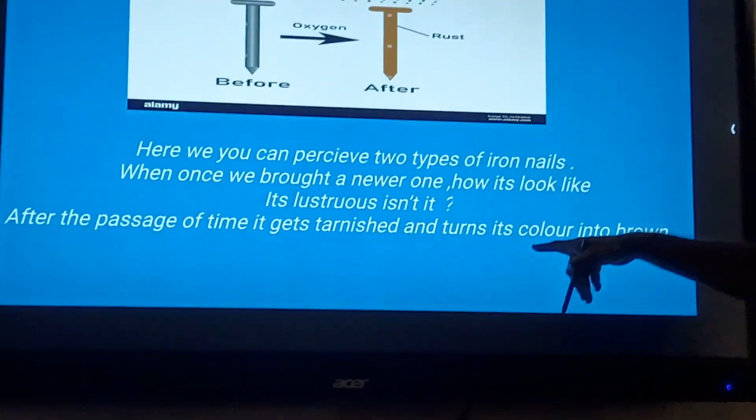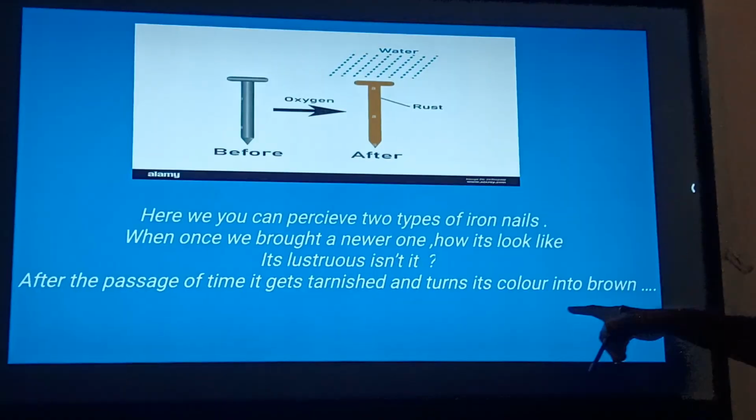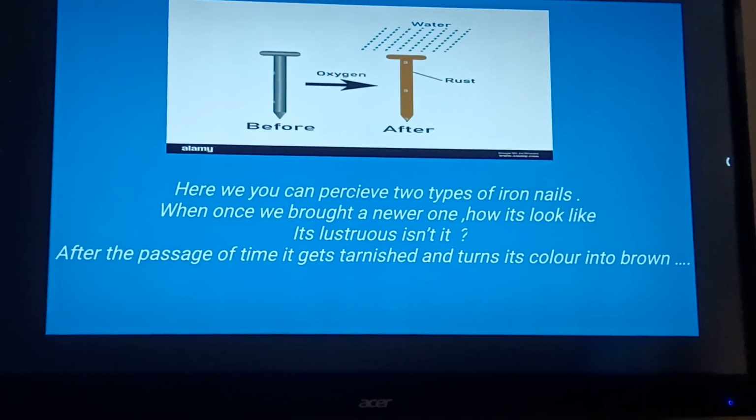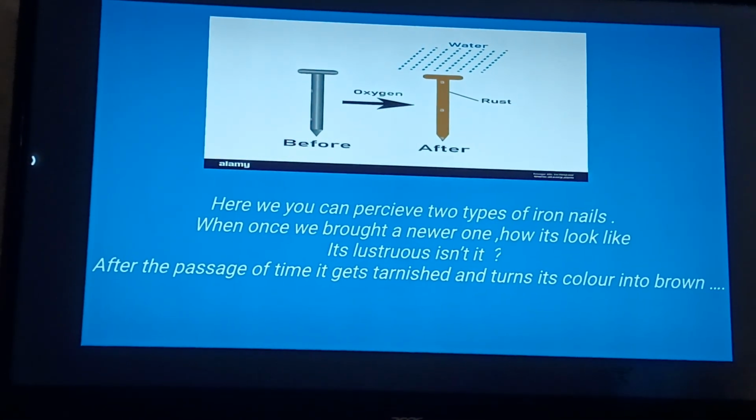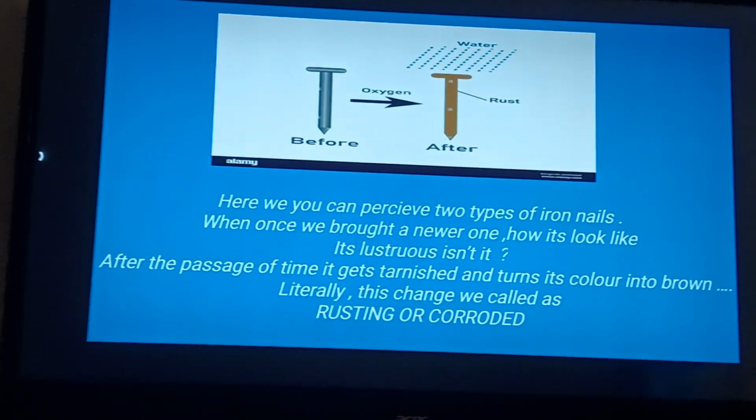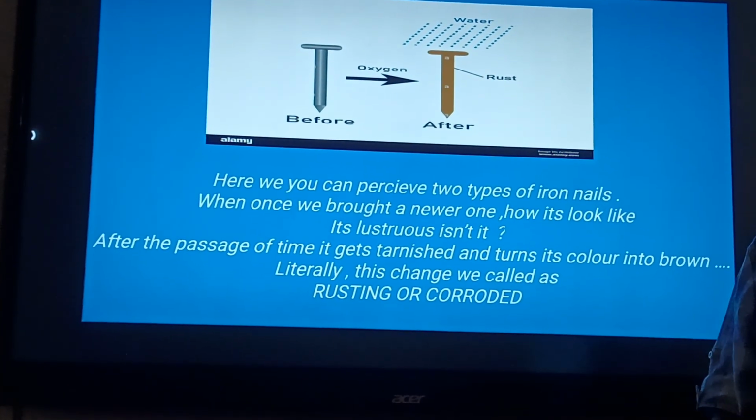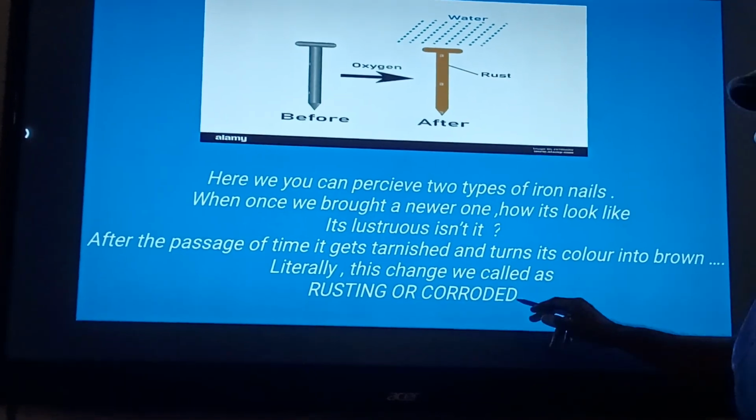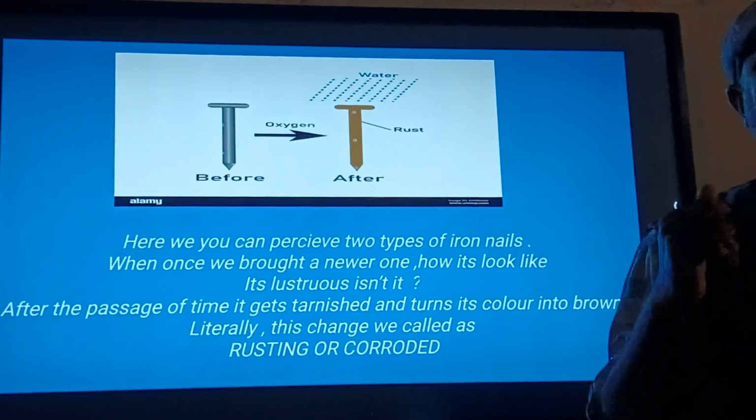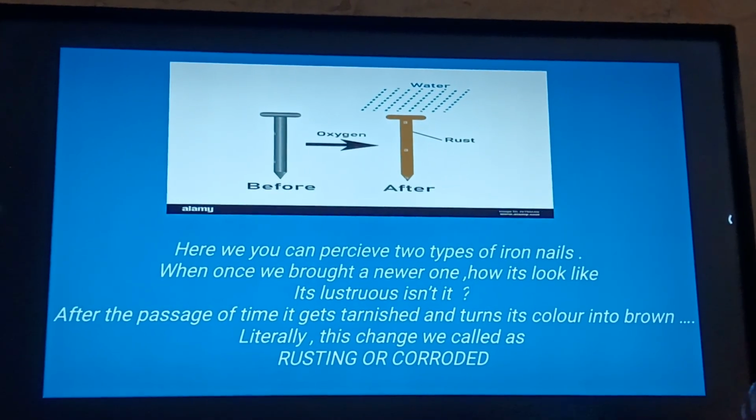Then after the passage of time, it gets tarnished and turns its color into brown. Literally, this change we call rusting or corroded. We call the iron nail corroded. We call this phenomenon rusting or rust.